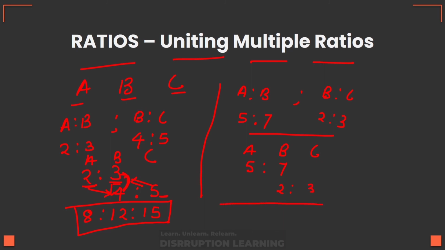So 7 into 2, I'll write the product here, that is 14. A is the upper value, it will get multiplied by the lower value which is 2, so it would be 10. And 3 is the lower value for C. Since this got multiplied by the upper value, this 3 would also get multiplied by the upper value which is 7. So 3 into 7 would become 21. So this is the ratio that we have, 10 is to 14 is to 21.